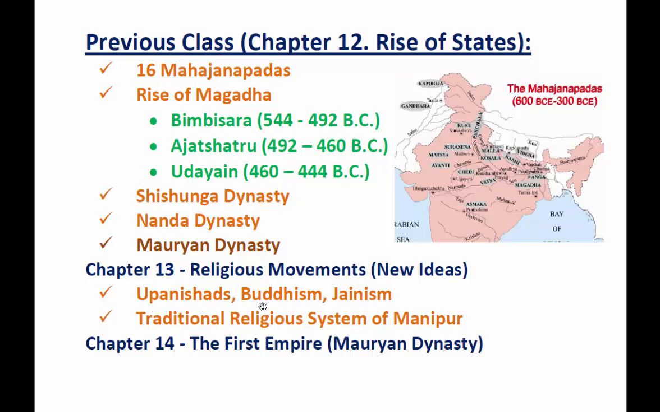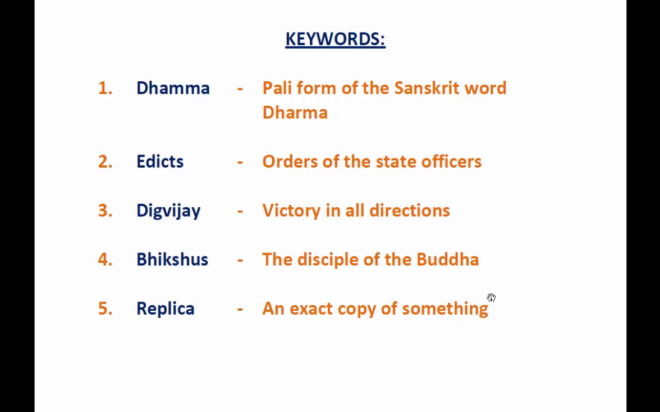Alright, we also have learned some of the religious movements which we call new ideas, like Upanishads, Buddhism, Jainism, and also the traditional religious system of Manipur. So in this lesson, we are going to study the Mauryan dynasty who defeated this Nanda dynasty, in chapter 14, the First Empire. Well, before we go into the details of this lesson, let's learn some of the keywords.